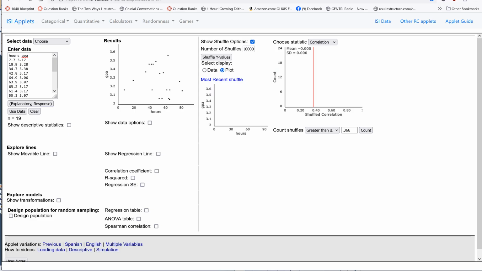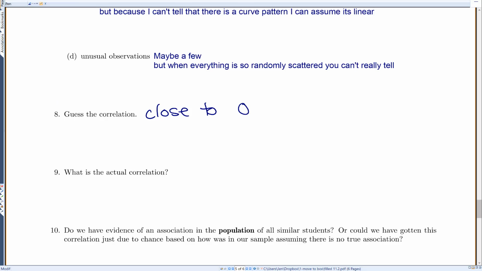Now, what is the actual correlation? Let's go back to the applet and check the correlation coefficient. It is negative 0.205. So mathematically, it was actually going down. Negative 0.205.